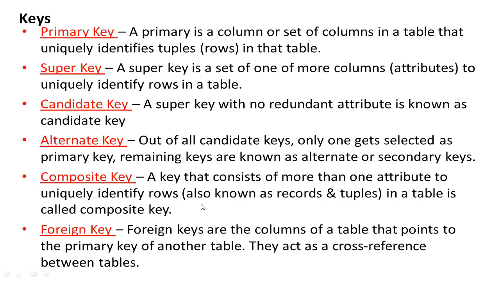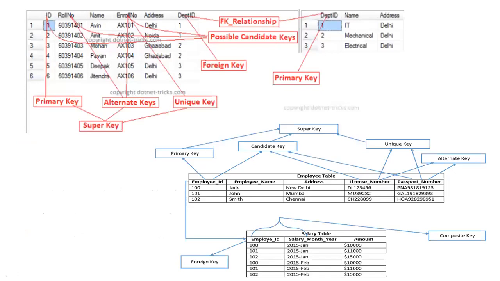So here the course ID of your second table, that is your course table, can act as your foreign key. We'll explain the keys with this diagram a little bit more. Here you have the ID, roll number, name, enrollment number, address, and department ID. These are the attributes and fields in this particular table. And you have one more table, that has department ID, name, and address.